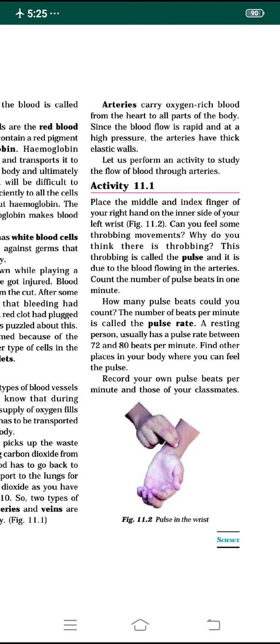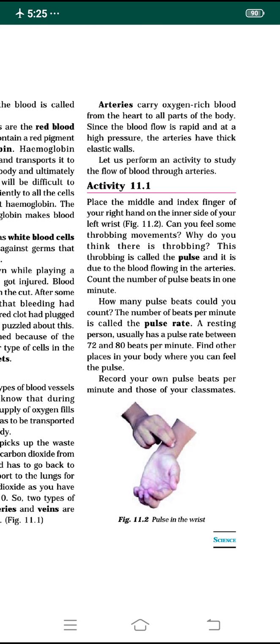Now can you feel something, a throbbing movement? You feel some throbbing movements there. How do you think this throbbing movement comes up? This throbbing movement is called the pulse, and it is due to blood flowing in the arteries.